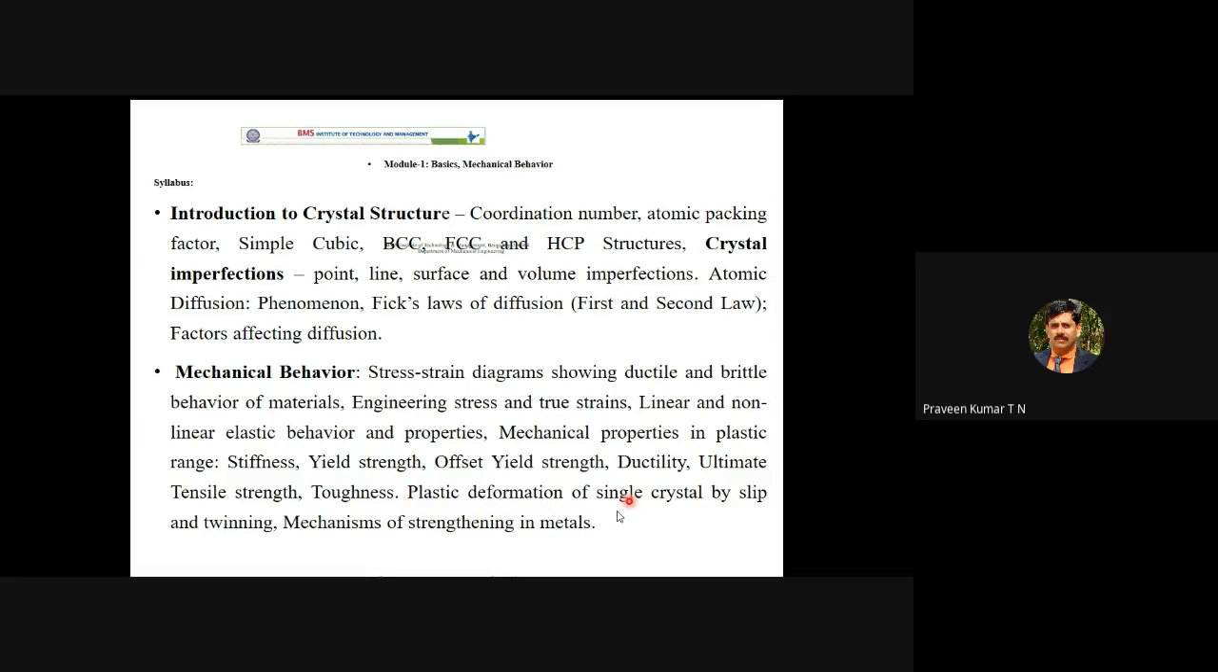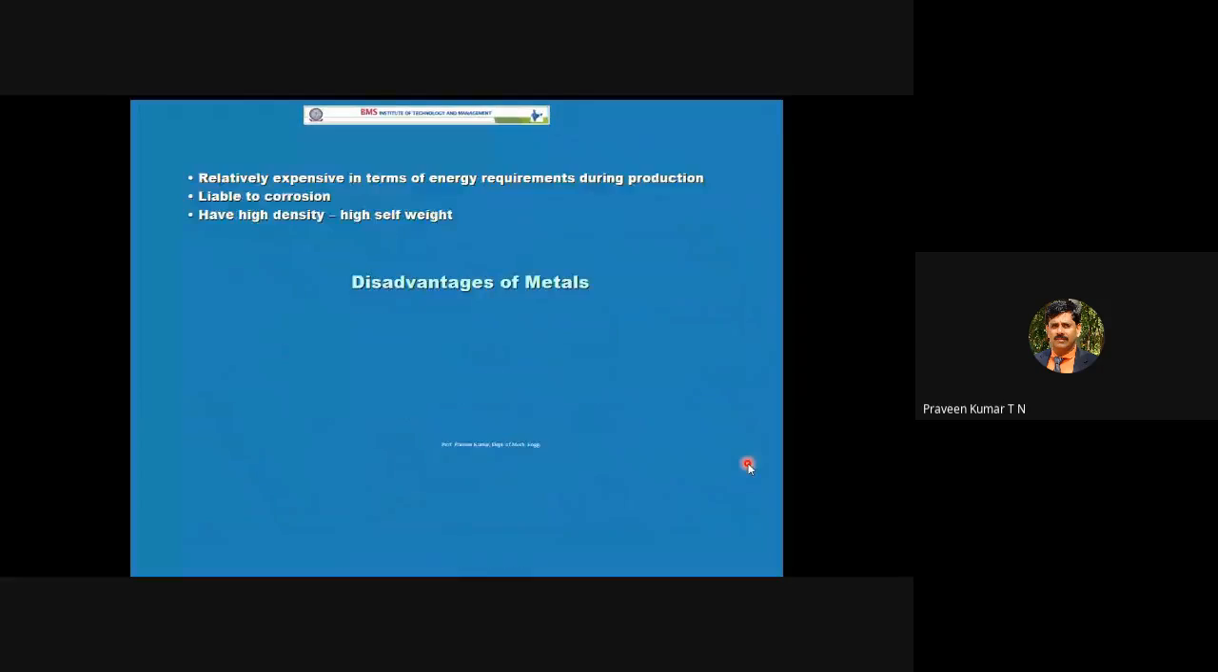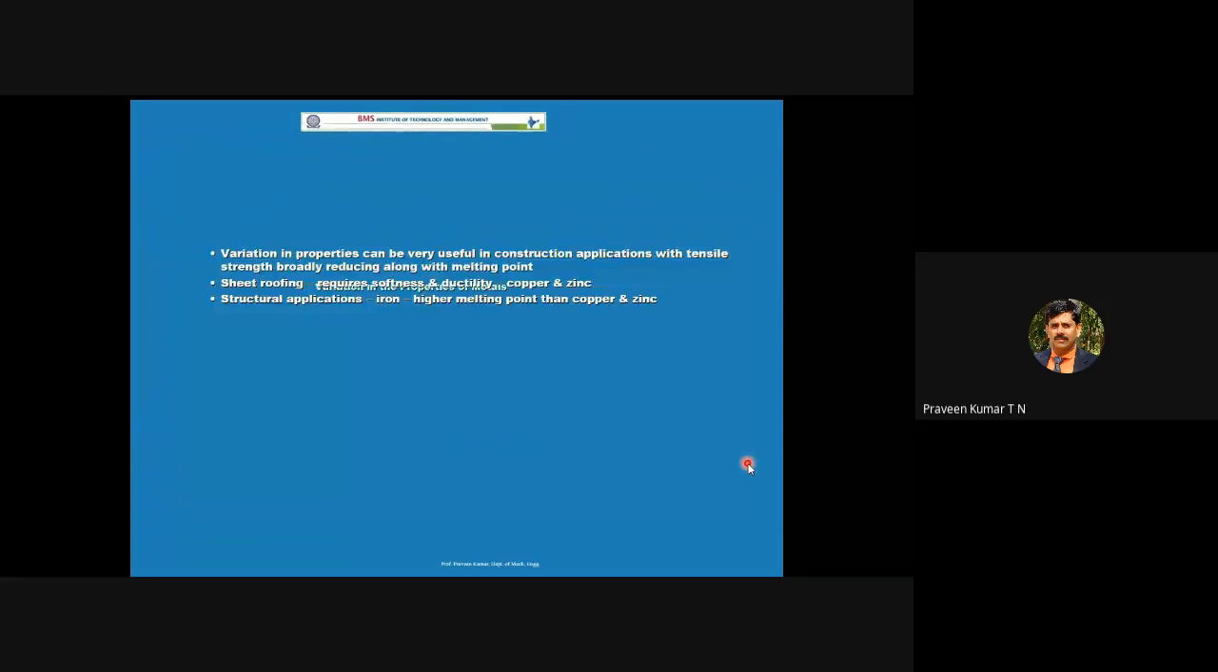Again, here is plastic deformation in a single crystal. You have to go through a small derivation of how deformation takes place. So now I think you can go back to your actual structure.